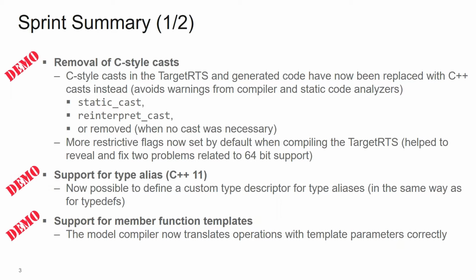We have continued to work on C++11 support, and in this release we have continued with the support for type alias that we demoed in the last sprint demo. In this release we now support type descriptors for type aliases in the same way as they work for typedefs. We also extended the model compiler to support member function templates. So now you can add templates to operations and have them correctly translated to C++.